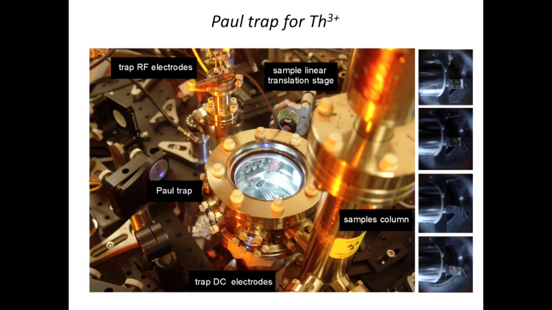We have a typical four linear electrodes to which we apply RF voltages for radial confinement, and we provide DC voltages to cylindrical end caps for axial confinement. And we have four thorium targets in this column. One of them is thorium-232 metal. One of them is a nitrate film of thorium-232 deposited on an aluminum substrate. And two of the targets are thorium-229, deposited on an aluminum substrate.